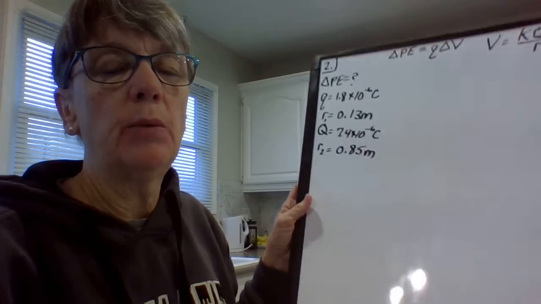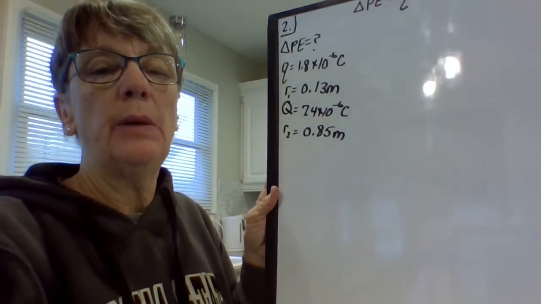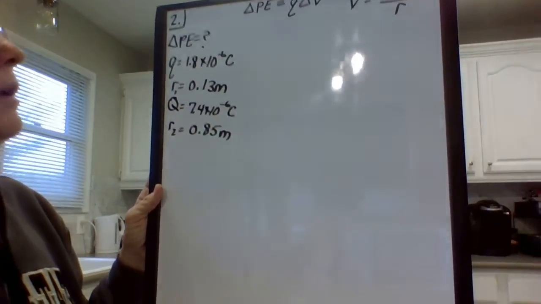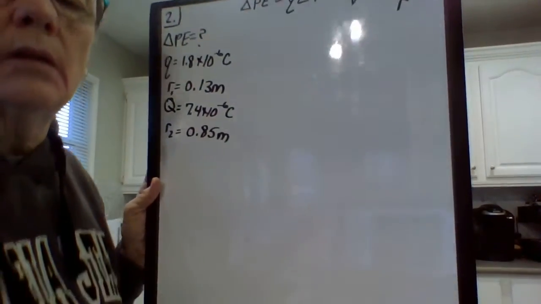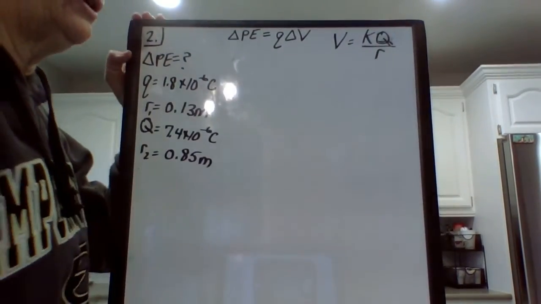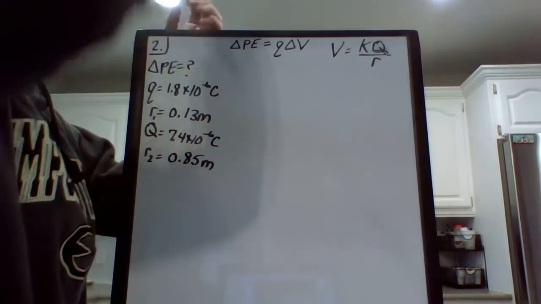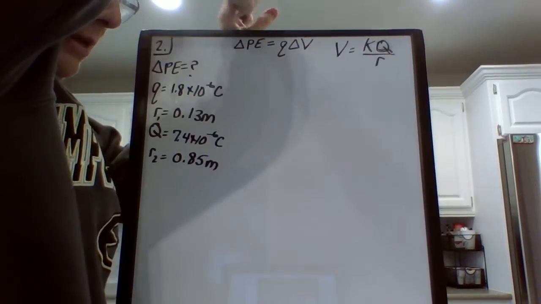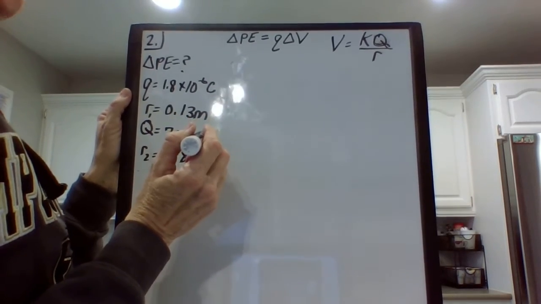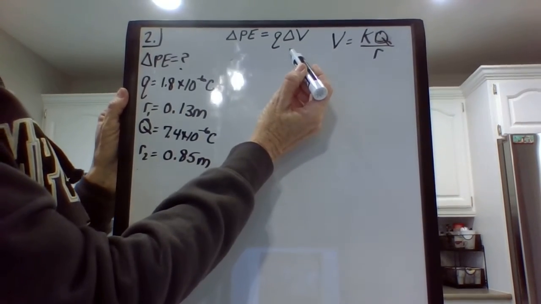And I went ahead and wrote the variables that we know on the whiteboard. What we're trying to solve for is the change in potential energy. In order to solve for the change in potential energy, we need to know the change in voltage.